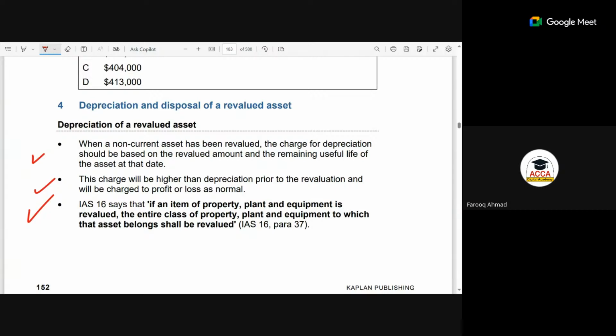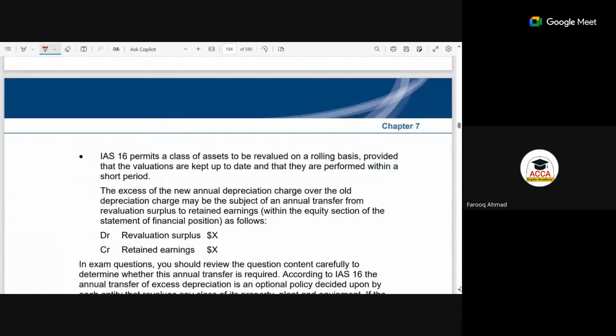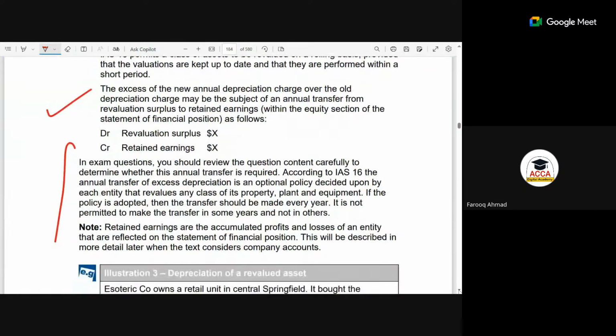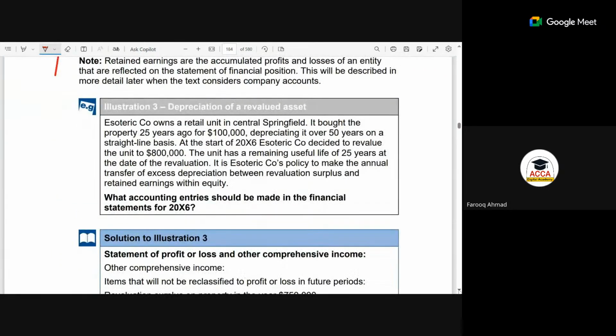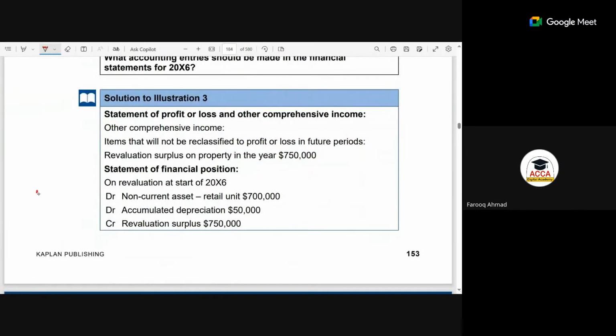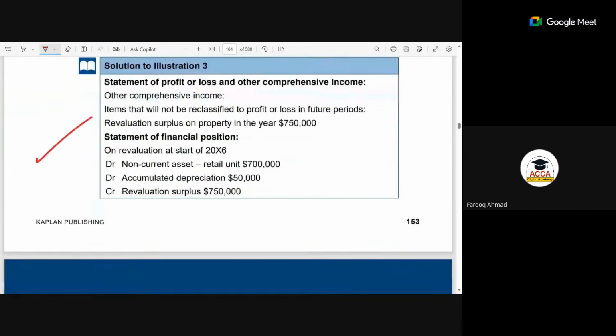Depreciation of a revalued asset, how the depreciation will be taken. This is the definition: a revalued asset will be depreciated as normal. This is an exam question, how they will test it in your exam. Illustration 2, solution to illustration.